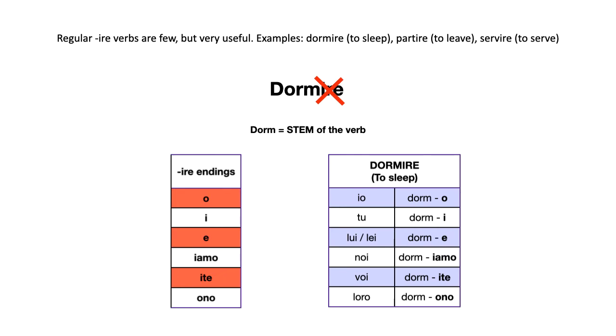Io dormo, I sleep. Tu dormi, you sleep. Lui dorme, he sleeps. Lei dorme, she sleeps. Noi dormiamo, we sleep. Voi dormite, you guys sleep. Loro dormono, they sleep. Right?